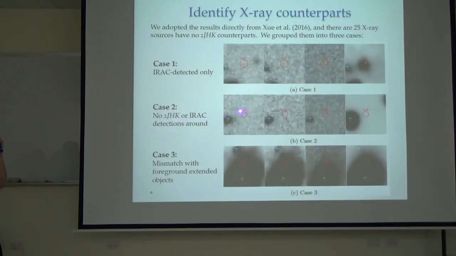The other case is that we don't find any detection in JHK and also not in IRAC. The third one is that there's a very extended source in the foreground. So we think this is probably foreground contamination, and we also didn't include this one in our analysis.